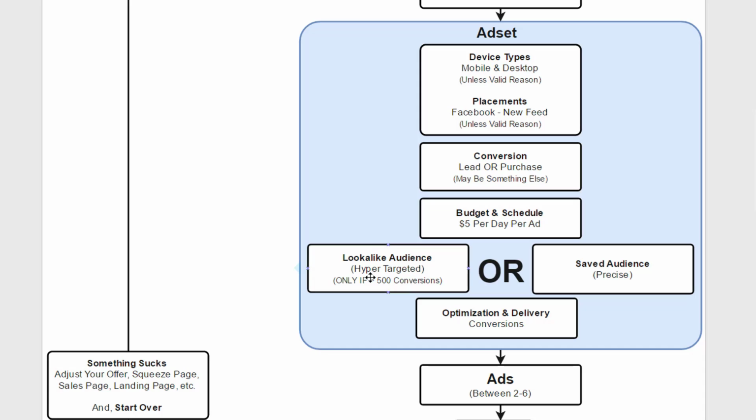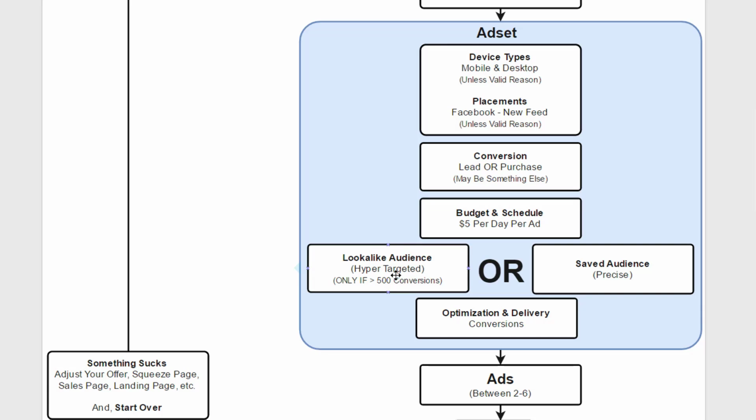We're going to make sure our demographics, behaviors, and interests make sense. And the only way we're going to use one of these lookalike audiences is if we have more than 500 conversions in our custom audience. So if we have a custom audience of leads and we have over 500 leads in that custom audience, we can go ahead and create a lookalike audience of that custom audience and then hyper target that lookalike audience.